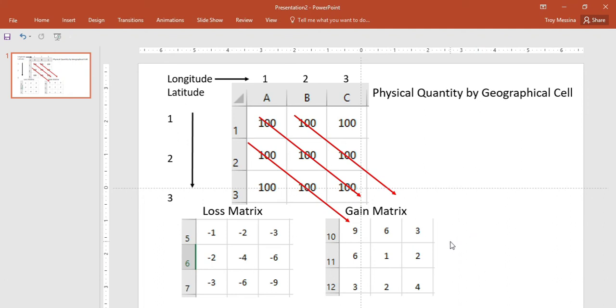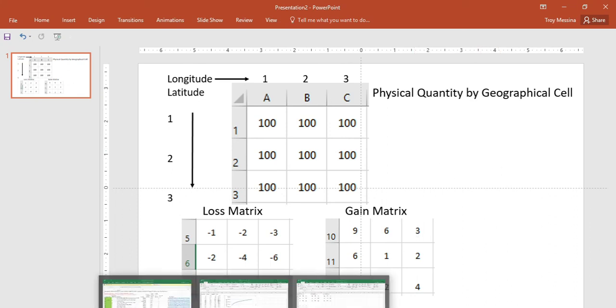So we're going to have some initial time equal to 0 matrix that's this physical quantity by geographic cell up here. We'll start with 100. After one time step, we have to take into account this loss and this gain. And then in the next time step, we take the new physical quantity by geographic cell and run the loss and gain matrix again in order to continue the simulation through time. And the time step or the time interval could be days or years or months, decades, whatever it might be, that's associated with the change in the physical quantity around the planet.